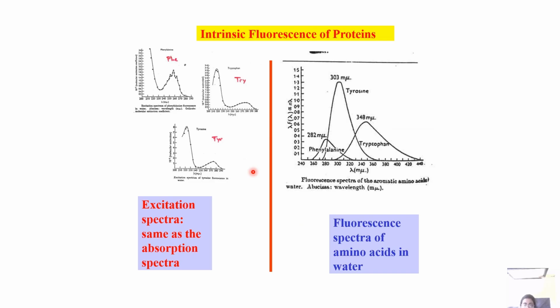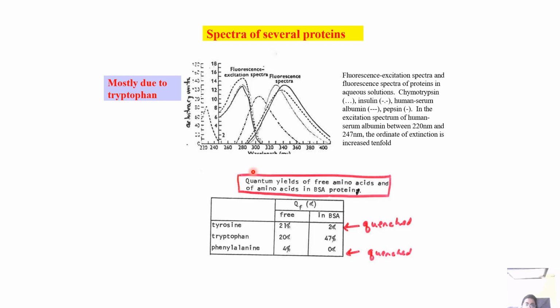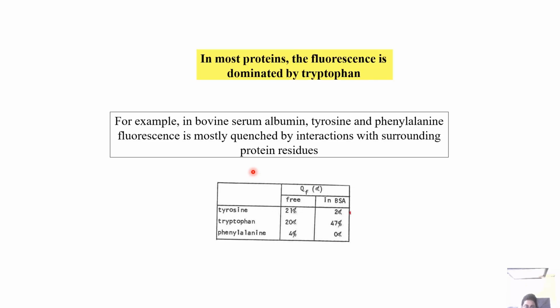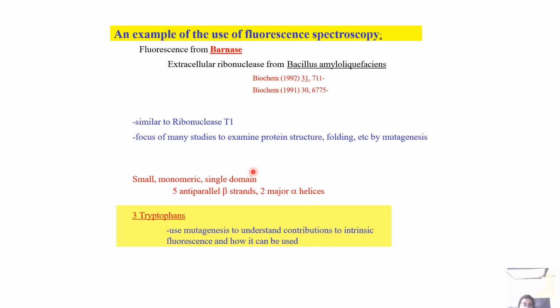Intrinsic fluorescence of proteins. You have seen the fluorescence spectrum of amino acids in water. Spectra of several proteins, this is mostly due to tryptophan. In most proteins, the fluorescence is dominated by tryptophan. For example, in BSA, bovine serum albumin, tyrosine and phenylalanine fluorescence is mostly quenched by interactions with surrounding protein residues.